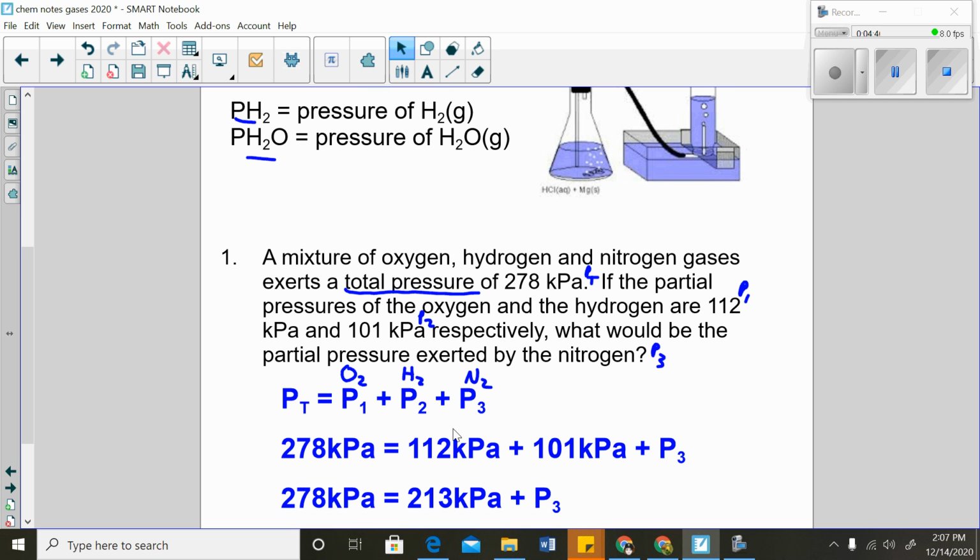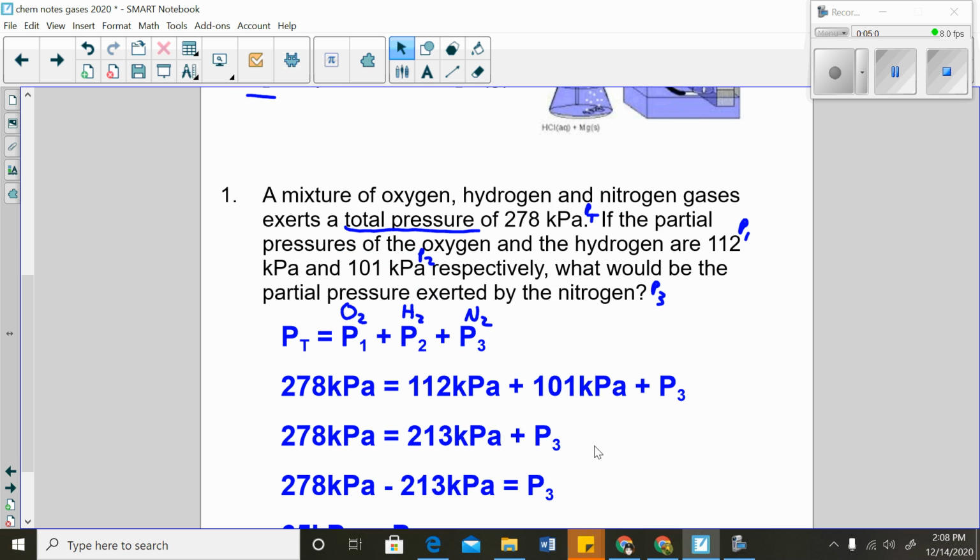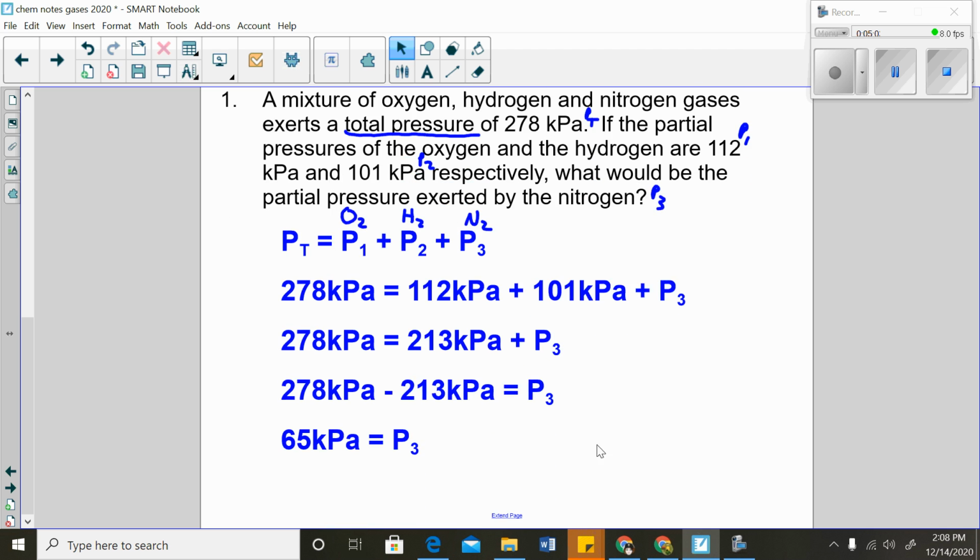Well, the first thing you want to do is just add your two partial pressures on the right-hand side. So 112 and 101 get you 213 kPa. Now this is actually addition, right? So to get P3 by itself, you need to subtract. And your final answer is 65 kPa. Okay, now if you want to follow significant figures, 278 and 213, this is subtraction. There are no decimal places, so there should be no decimal places in your answer.